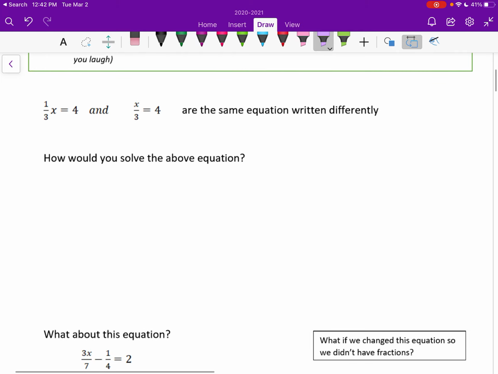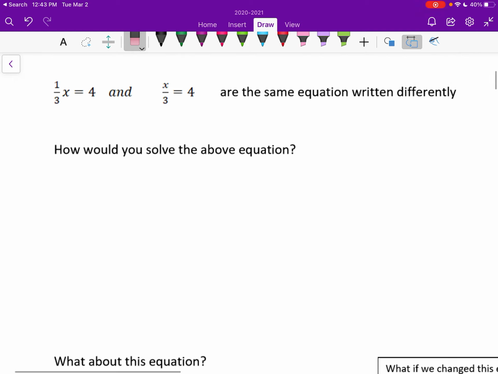So let's get started. When we have something like this, we have 1 over 3x is equal to 4. It is actually the same thing as writing x over 3 equals 4, right? And the reason is because if you have 1 over 3x, you basically have 1 over 3 multiplied by x over 1. Then you just multiply the numerators, multiply the denominators. Then you have something like that, right?